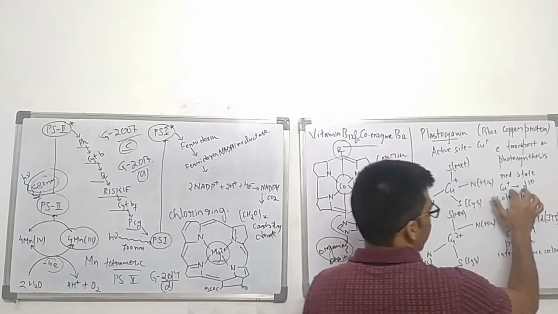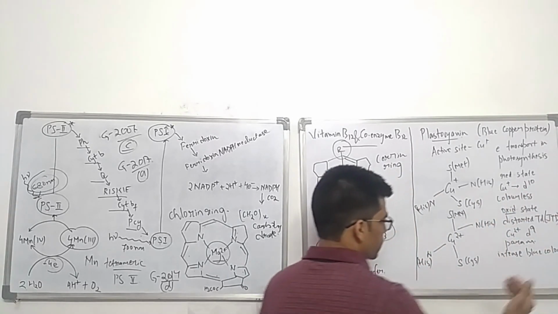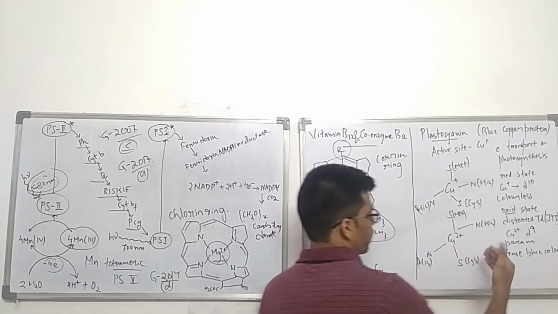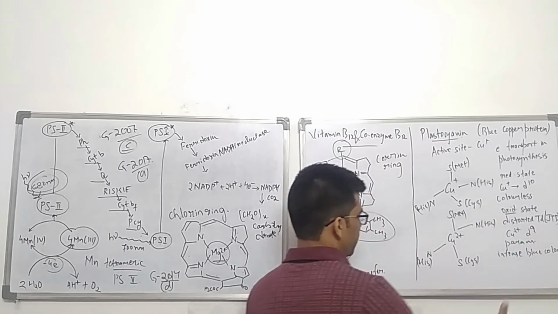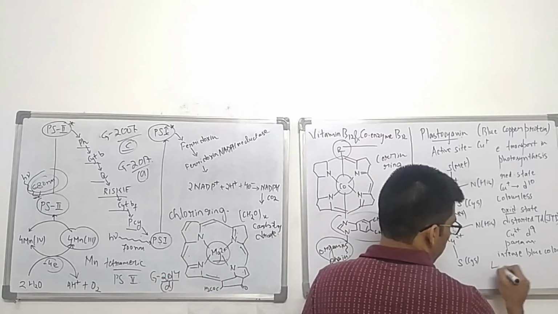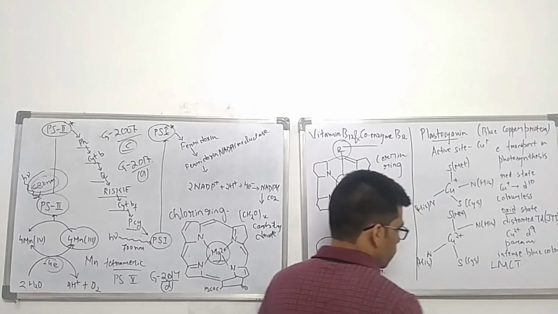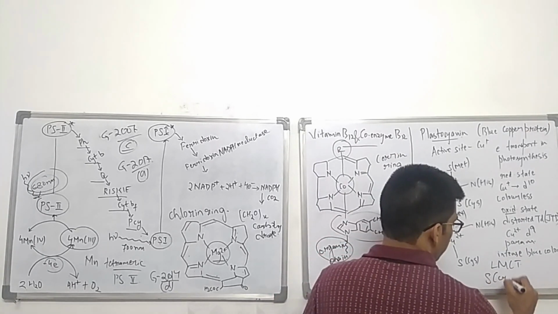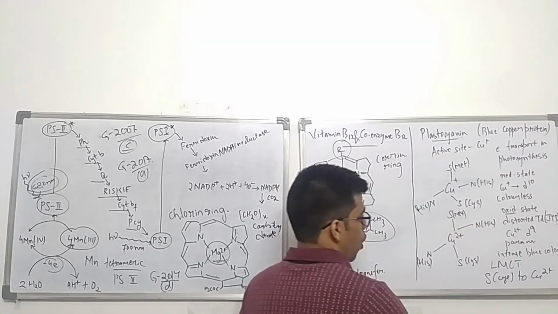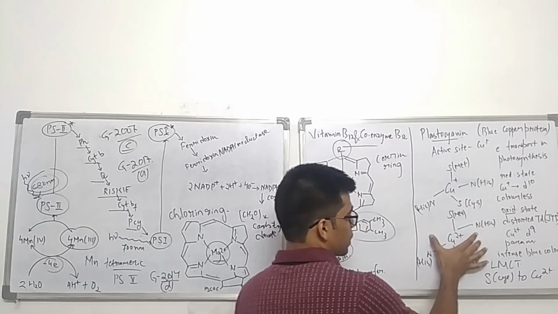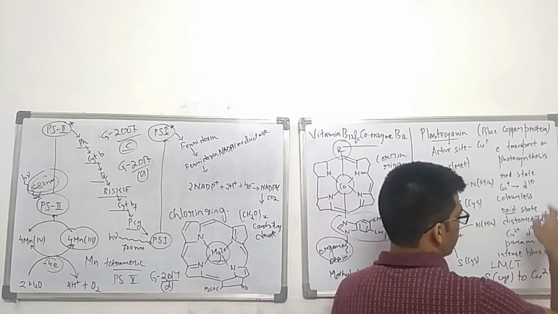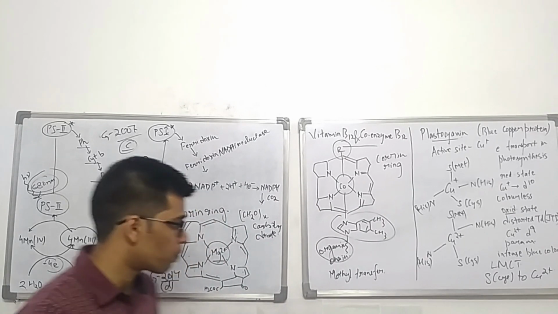In the reduced state, copper(I) has d10, it is colorless. In the oxidized state, we know copper(I) will get converted to copper(II), d9, paramagnetic, and there is an intense blue color. The intense blue color is because of ligand to metal charge transfer from cysteine sulfur to copper(II). The structure for this copper(II), that is the oxidized state, is distorted tetrahedral due to Jahn-Teller distortion.